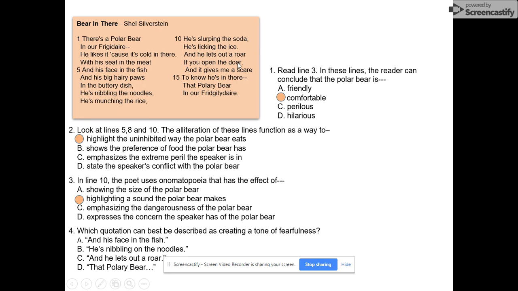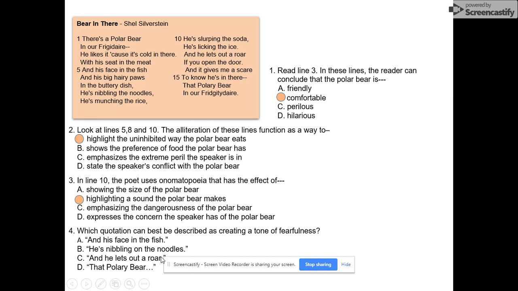Okay, last question, and we're going to focus on a line that creates a tone of fearfulness. Fearfulness. So that's full of fear, meaning you're scared. All right, so which line is going to create fearfulness? A, and his face in the fish. B, nibbling noodles. C, letting out a roar. Or D, that polar bear.